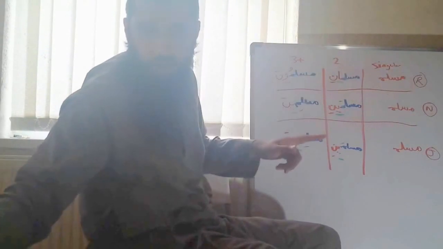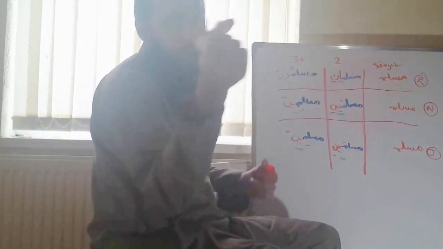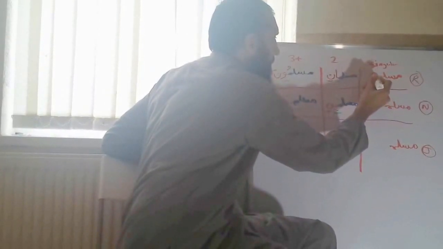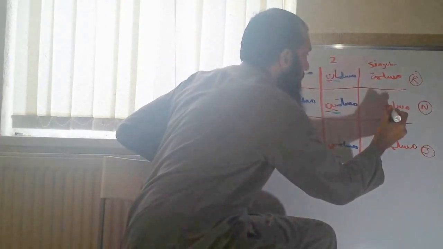So again, we concentrate on the singular side. Muslimun is made feminine by adding something we call ta marbuta. Again, if you can't remember the names, not that important. The important thing is the table. So Muslimatun. Ta marbuta is added on. Muslimatun.